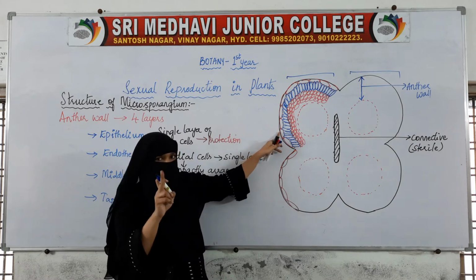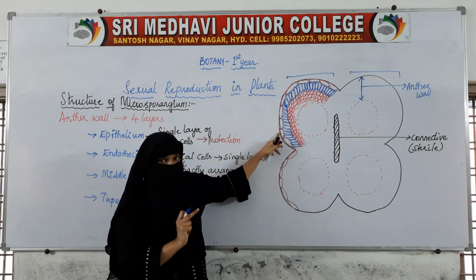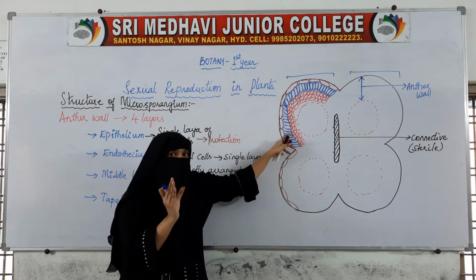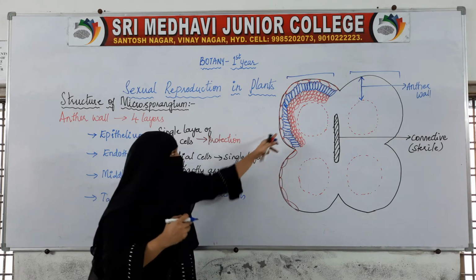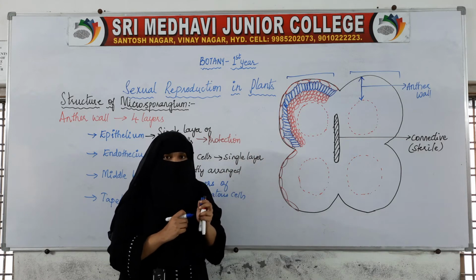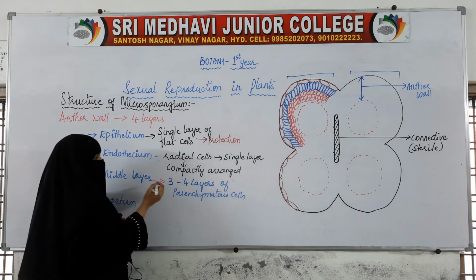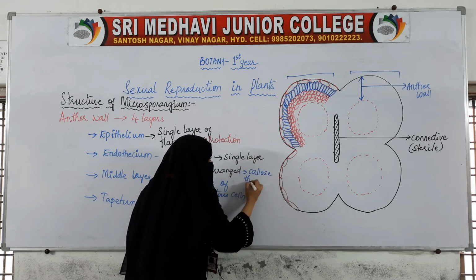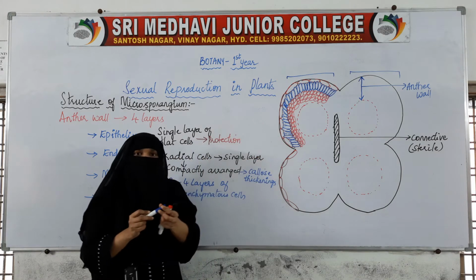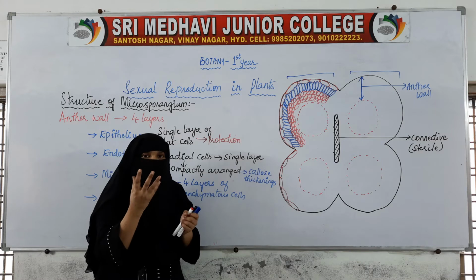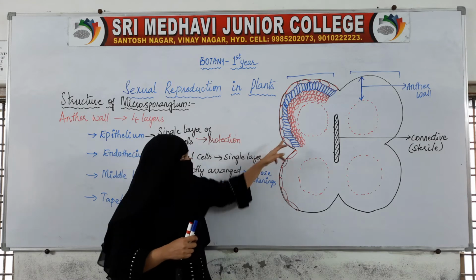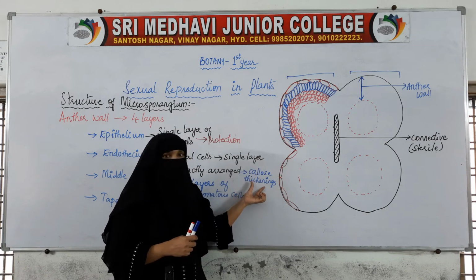The outer one is a single layer made up of flat cells. The second one is also a single layer. These are radial cells compactly arranged, and they secrete callose. In this endothecium, the cells have callose thickenings, which become very fibrous as the anther matures.